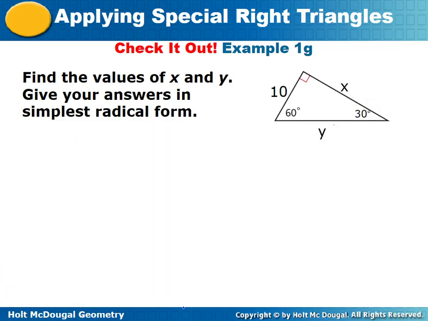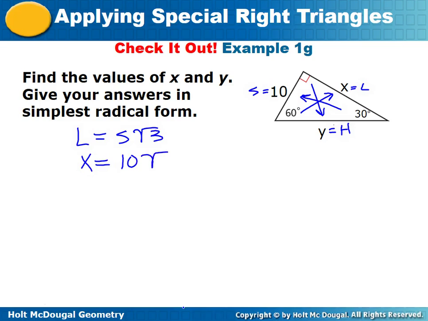Going to label what we have again. We have our short side, we have our long side, and we have our hypotenuse. So, it doesn't matter which one we solve for this time. I'm going to go ahead and solve for x first. So that would be my L formula is equal to s square root of 3. So I've got x equals 10 square root of 3. Then I'm going to solve for h. h is equal to 2 times s. So our h in this problem is y. So we're going to do 2 times our 10, which is 20.